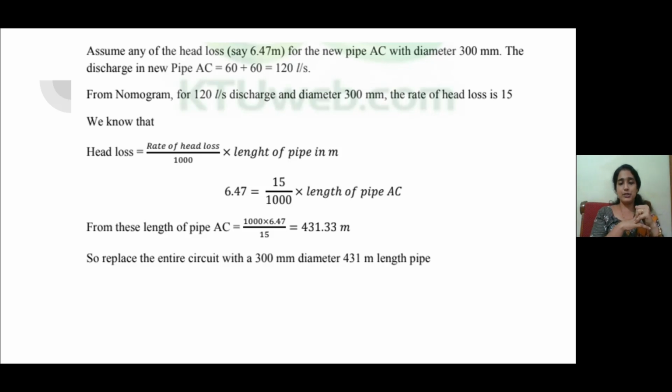I hope you understood the problem. If you have any doubts, you can go through the textbook, that is the Garg textbook for water supply engineering.